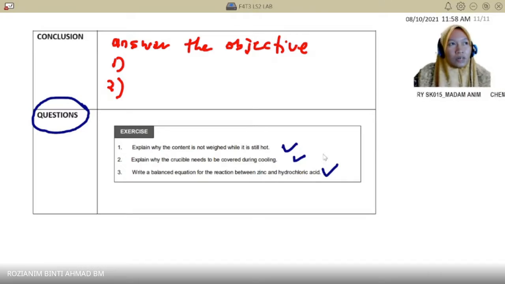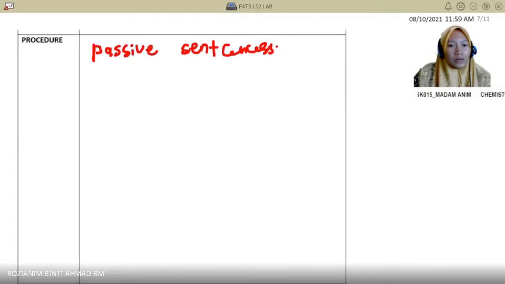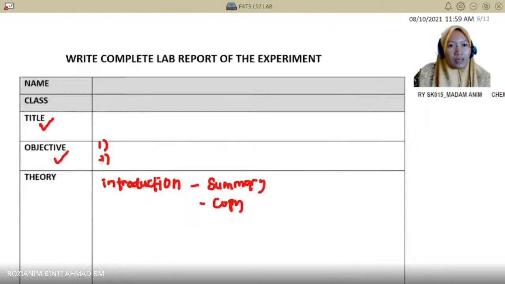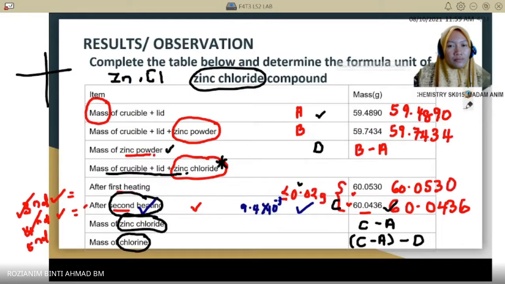Any question you want to ask? Ada respon? 1, 2, 3. Tak ada? Ada soalan? Tak ada, madam. Tak ada, okay. So, I hope you understand. Okay. So, this is a table result. Okay. I print screen supaya boleh awal-awal copy.